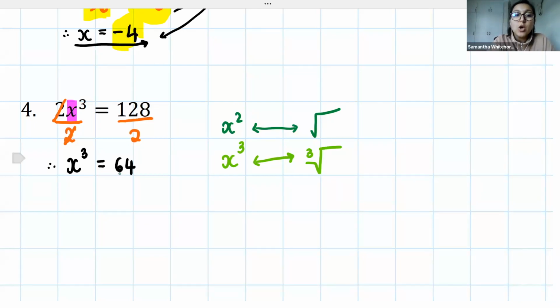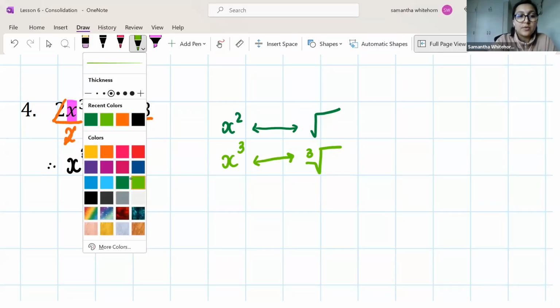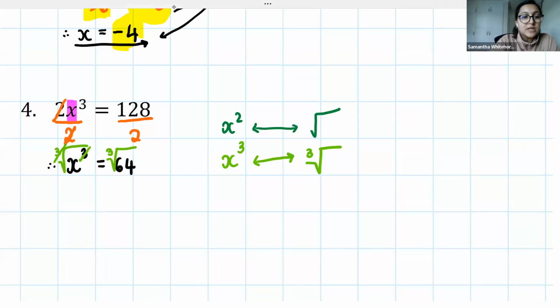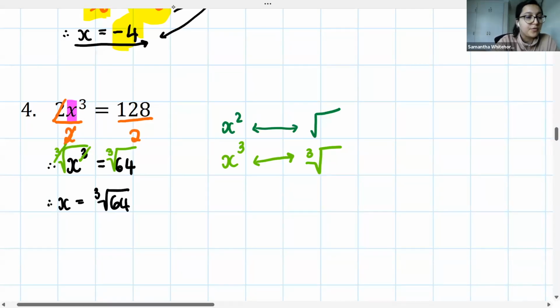Okay, so now we have got a cubed. We want to get rid of that cubed. So what I need to do is the inverse operation, and that is to cube root. What that does is the cube root cancels with the cube, leaving me with just the x. But remember, what I do to one side of my equation, I have to do to my other side. And so what I'm left with here is x is equal to the cube root of 64.